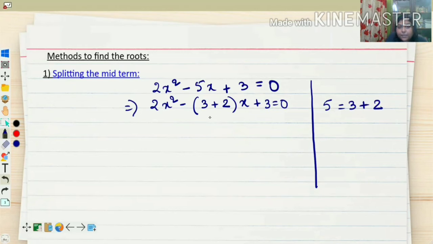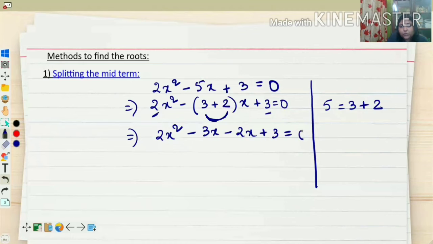We will split the midterm in such a way that the product of these two numbers equals the product of the coefficient of x square and the constant term. That is 3 into 2 is 6 and also 2 into 3 is 6. So we are breaking it in this way. Now in the next step, we will open the brackets. So 2x square minus 3x minus 2x plus 3 equals 0. Now you will arrange it: 2x square minus 2x minus 3x plus 3 equals 0.